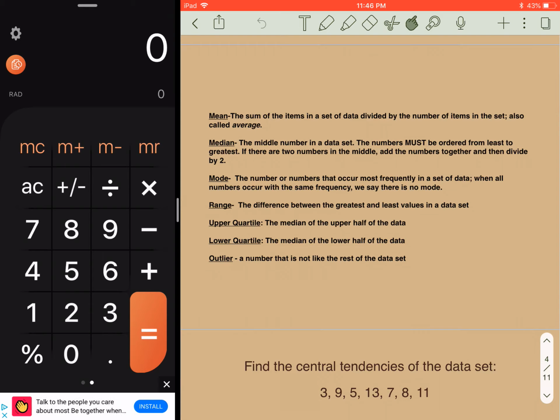The range is the difference between the biggest and the smallest, or the difference between the greatest and the least values in the data set. So in other words, you find the biggest number, you find the smallest number, and you subtract those two numbers.